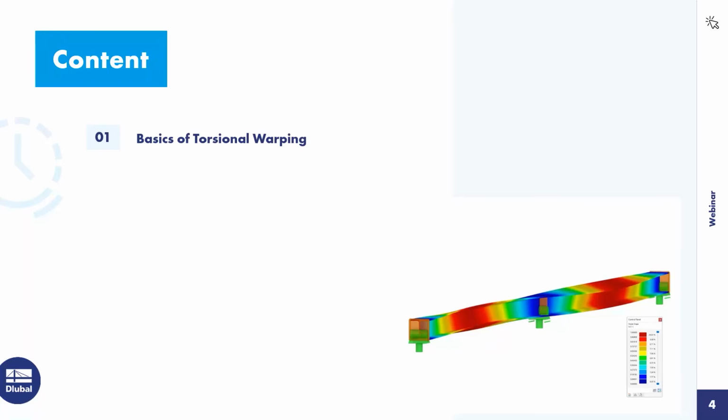Today, I want to focus on torsion and warping torsion in particular. This can be considered in RSTAB 9 and RFEM 6 on the global structural level by using our add-on Warping Torsion. I want to start with a short theory section to explain the basics of torsional warping.